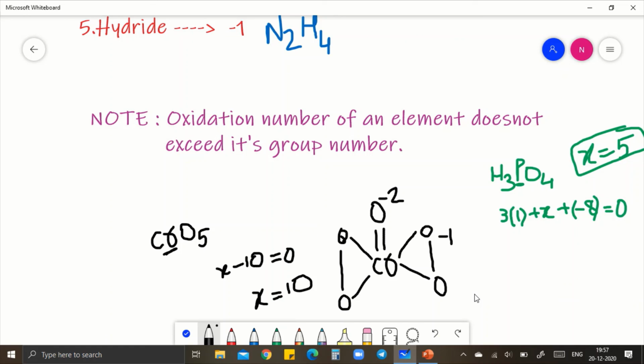So now let's calculate X. X minus 2 minus 4, why -4? 4 oxygens into -1 is -4, equal to 0. X is equal to 6. So chromium's oxidation state is 6 here, and 6 is its group number. So this is how you calculate oxidation numbers.